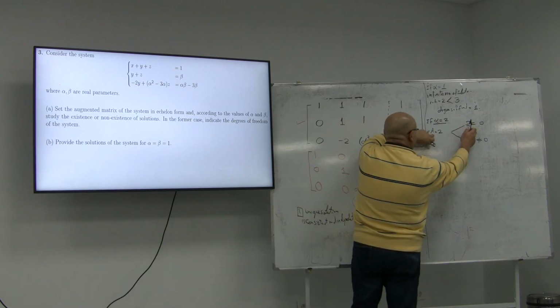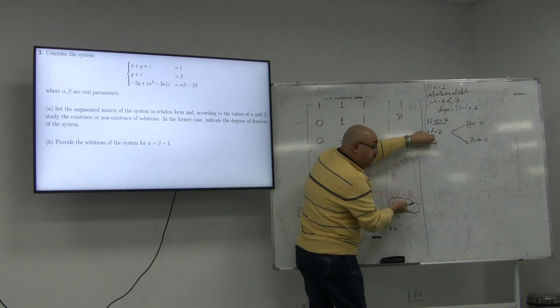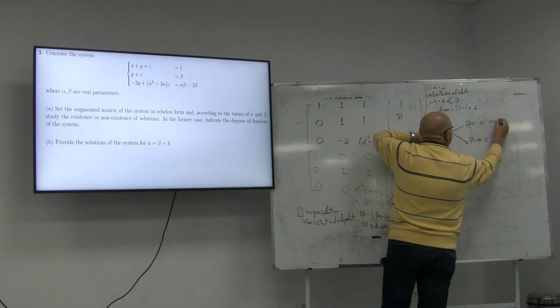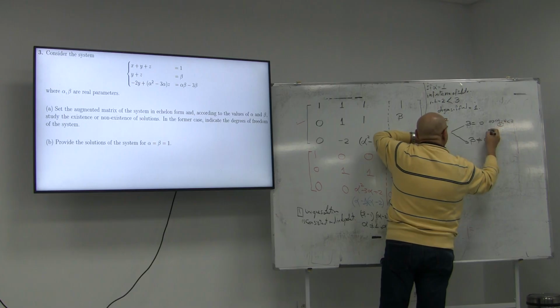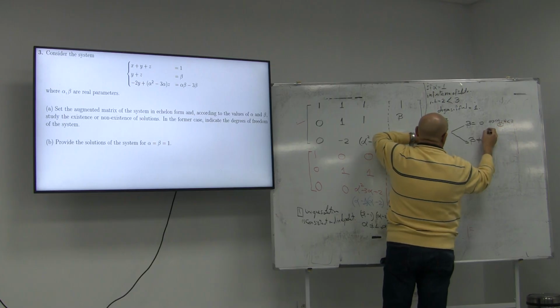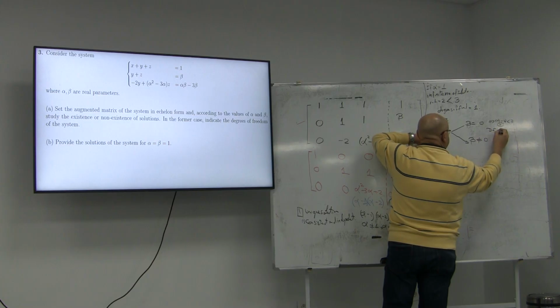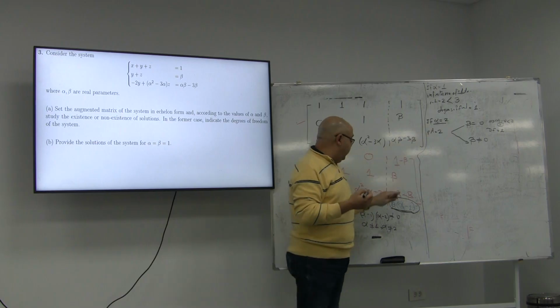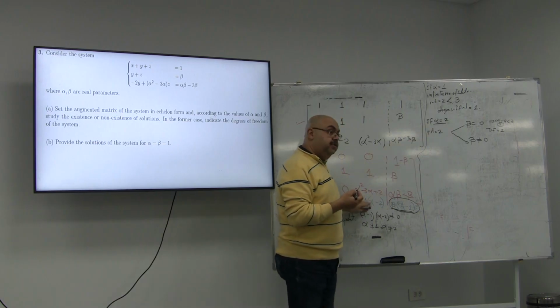If beta equals 0, this value also will be 0. So you will have rank of A equal to rank of the augmented matrix, which is less than 3, both of them equal 2, and then you will have an infinite number of solutions, and the degree of freedom is going to equal 1. طيب, if you have alpha equal to 2, this is going to be 0.